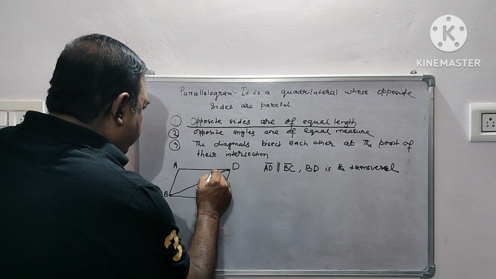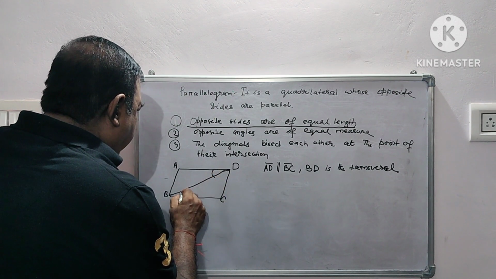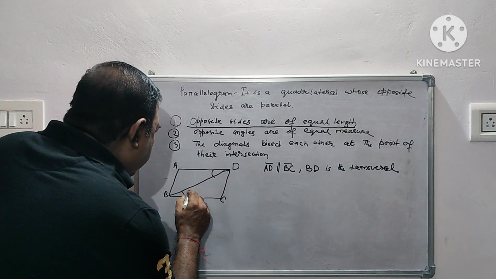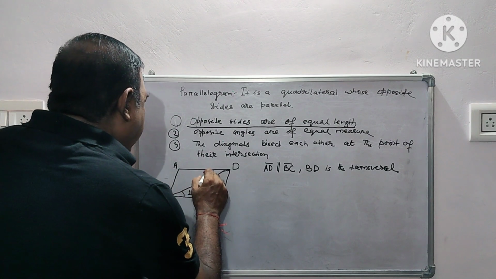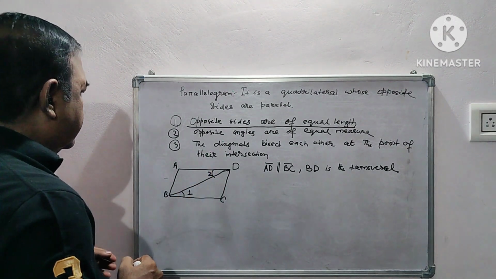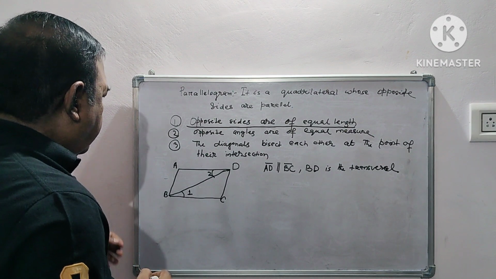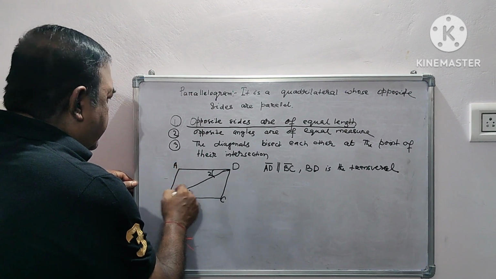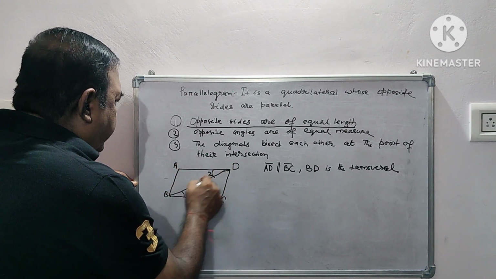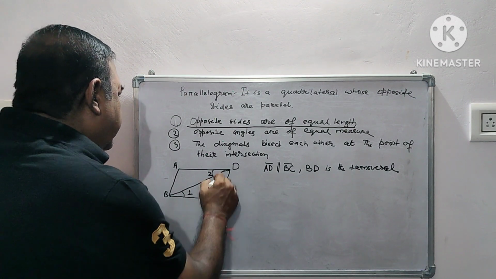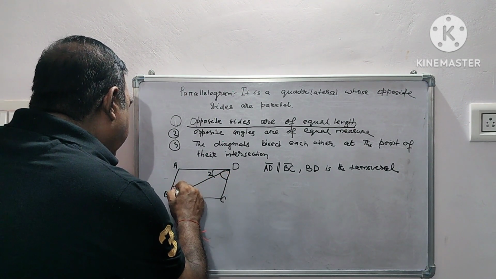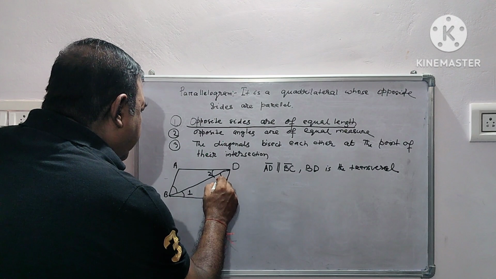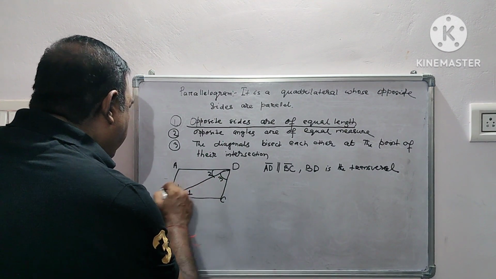So you see, this angle and this angle, they are equal in measure. Let us name them: it is angle 1 and it is angle 2. And you can see here, AB is parallel to DC and BD is the transversal. Yes or no? So this angle and this angle, there are two alternate angles. So let me write here angle 3 and angle 4.